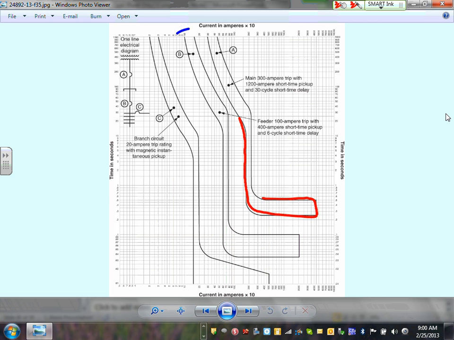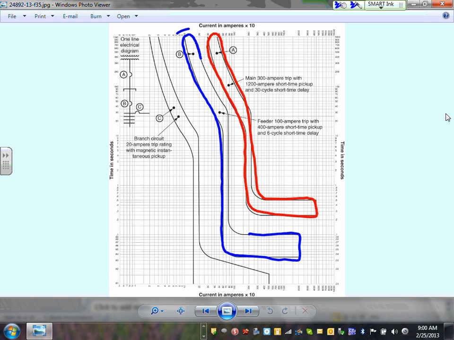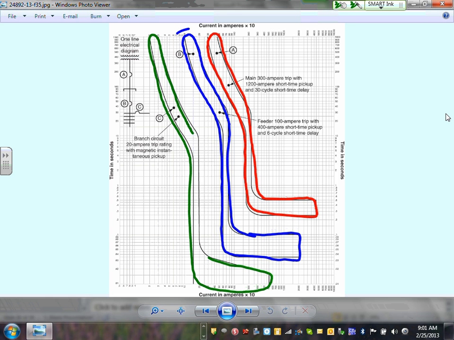So if you come all the way here, come back with this one, all the way to the other one, their complete coordination, right? With their curves, with their tolerance curve. And the last one is that 15 amp circuit breaker coming all the way up, coming back, fully coordinated.